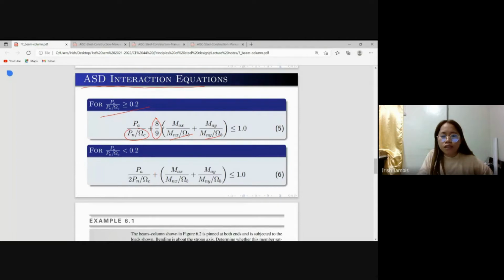for if this is less than 0.2, no? This second case. So, the same with LRFD, your actual term will have this denominator, denominator 2.